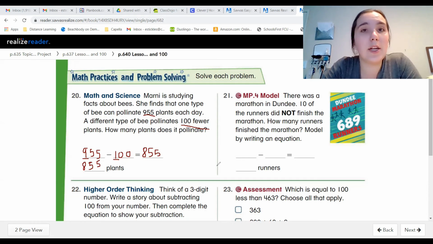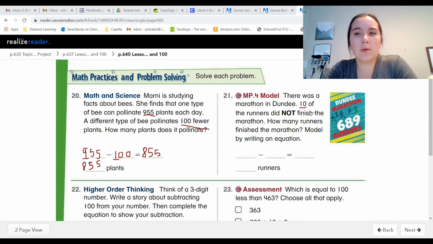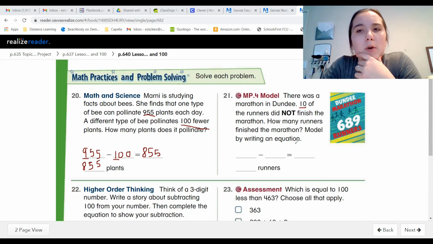Let's read number 21, and then you're going to solve it all by yourself. There was a marathon in Dundee. 10 of the runners did not finish the marathon. How many runners finished the marathon? Model by writing an equation. Now, folks, I don't know about you, but did you notice that we were only given 1 number in our question? Do you notice anywhere on the page where we could find what number we started with?